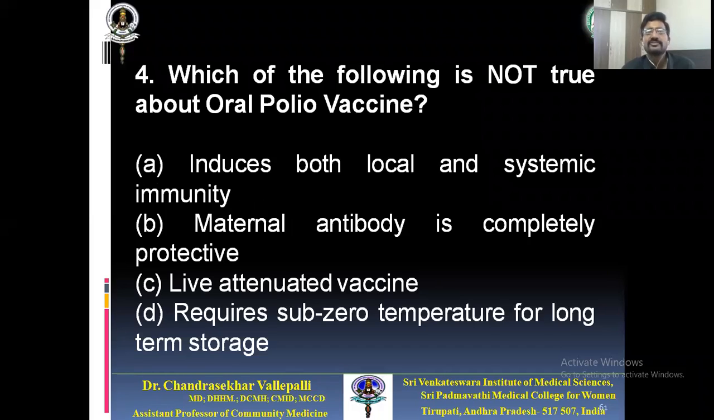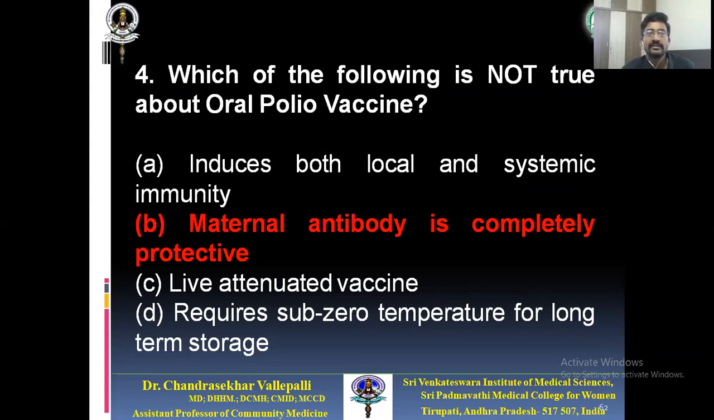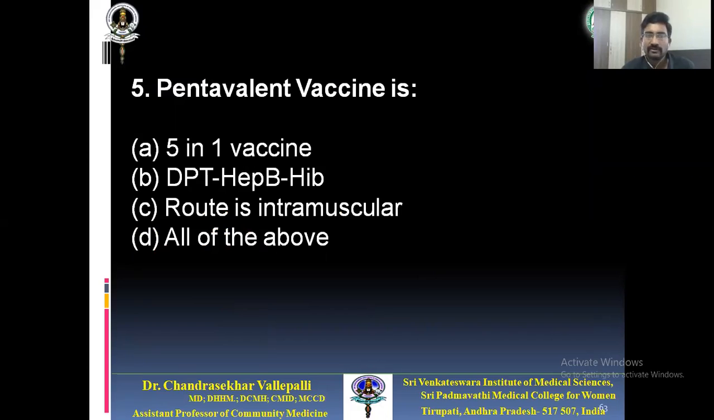Which of the following is not true about OPV? Maternal antibody is completely protected. Yes, you have to remove the odd one out, right? The remaining were correct. Maternal antibody is completely protected is not a correct one. What is the pentavalent, 5-in-1 vaccine? All of the above. Yes, this is a 5-in-1 vaccine, and the route is intramuscular. It contains all the 5: DPT, hepatitis B, and Haemophilus influenzae B. All of the above is the correct answer.